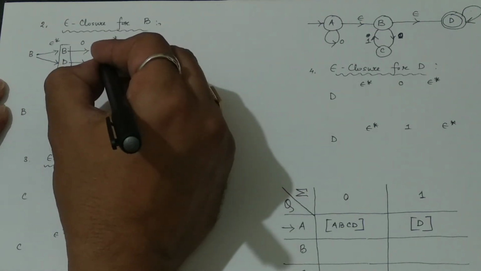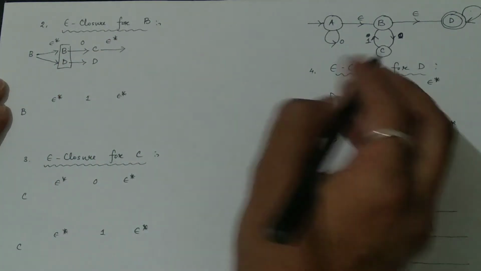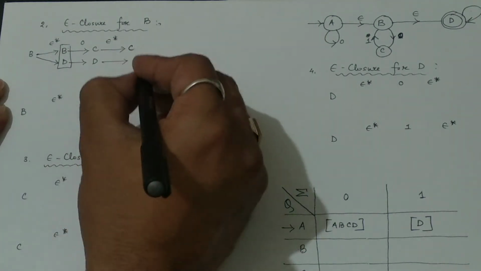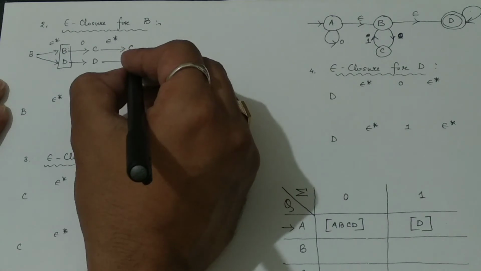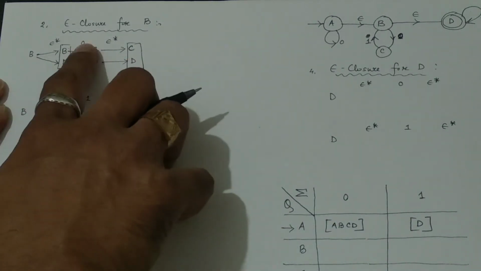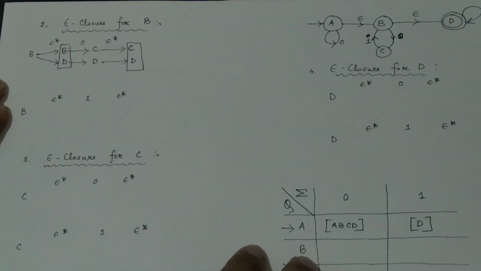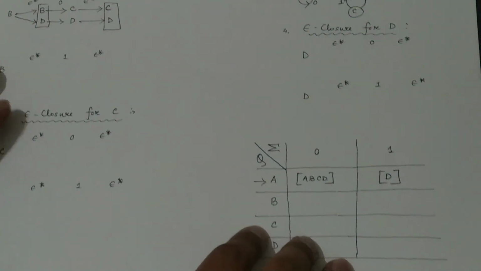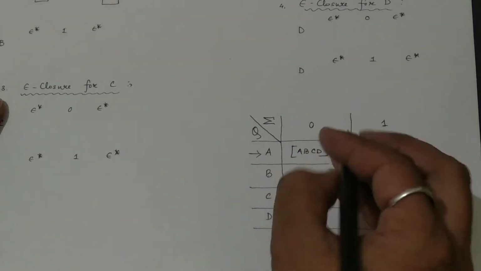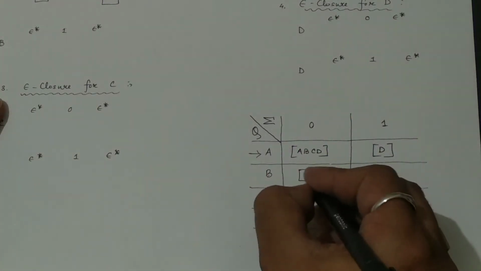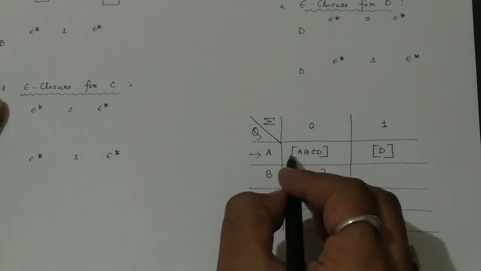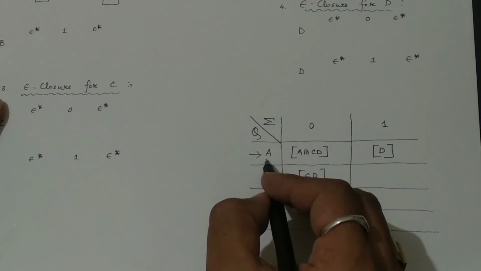C on seeing epsilon, is there any kind of epsilon for C? No. So it will be to itself. And D on seeing epsilon, is there any transition from D? No. So this will be the final one. B on seeing 0, it goes to CD. So I have used the transition table finally, and I have drawn it for you. B on seeing 0, where does it go? It goes to CD. See, I have already written this, A, B, C, D, and D. This is what I have already got for the epsilon closure of A.